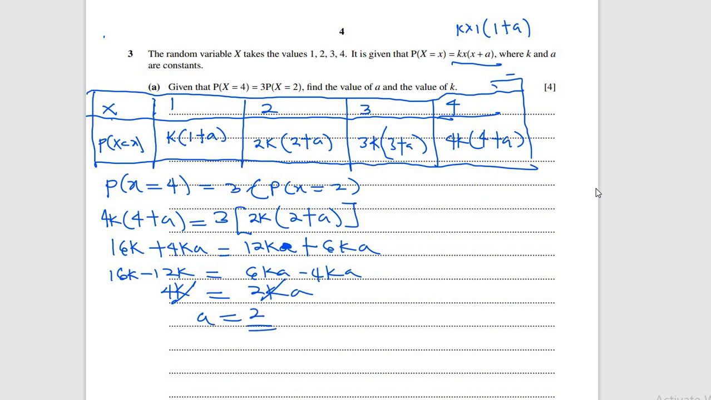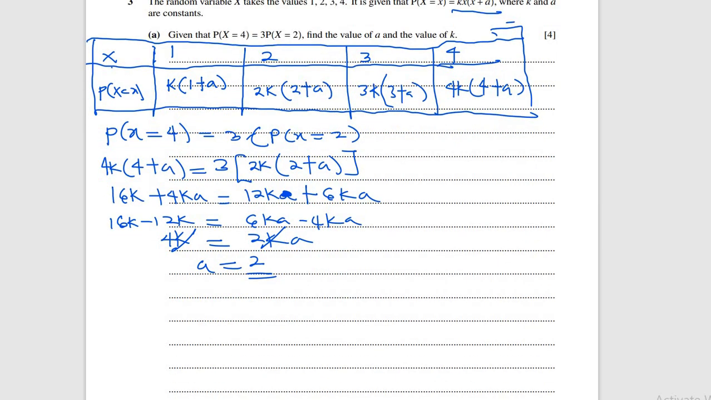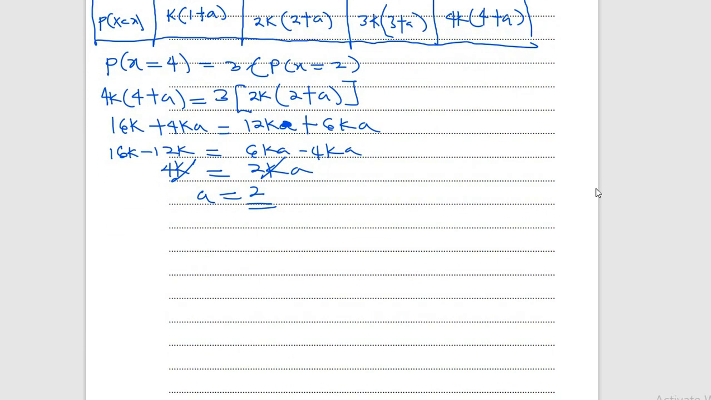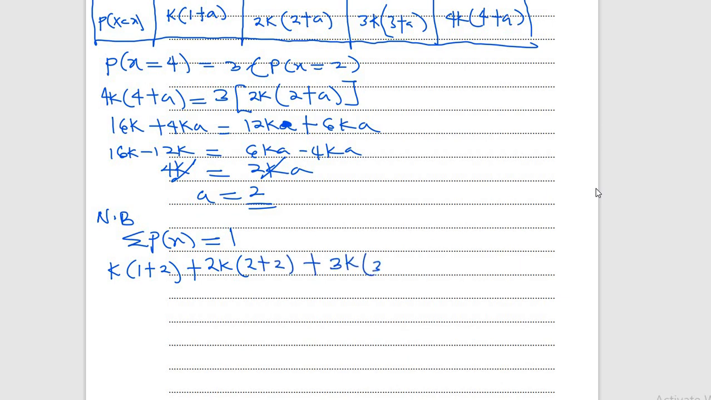We are also asked to find the value of k. Now, there's one rule you should know. Summation of all probability is always equal to 1. So which means that the first probability, k(1 + a), where a is 2, plus the second probability, 2k(2 + a), plus the third probability, 3k(3 + a), plus the fourth one, 4k(4 + 2). When you add them together, it's 1.